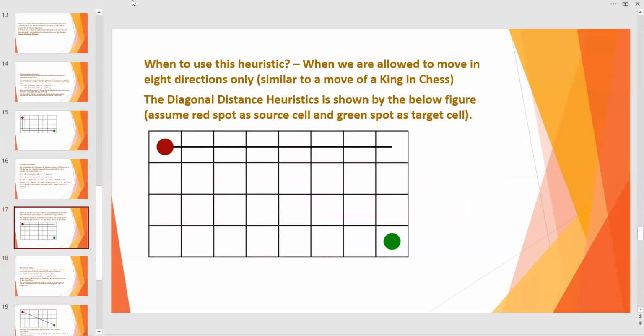When to use this heuristic? When we are allowed to move in 8 directions only, similar to moving in chess. The diagonal distance heuristic is shown by the figure below.